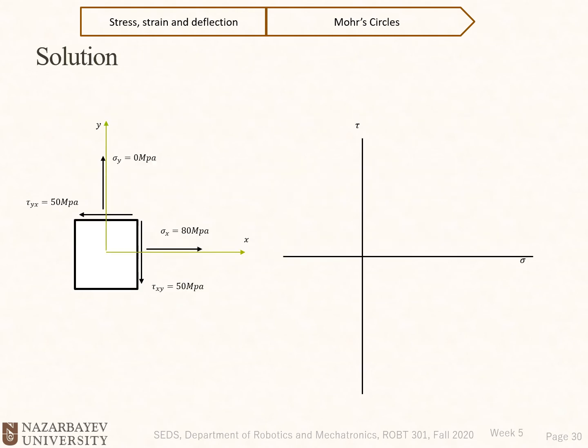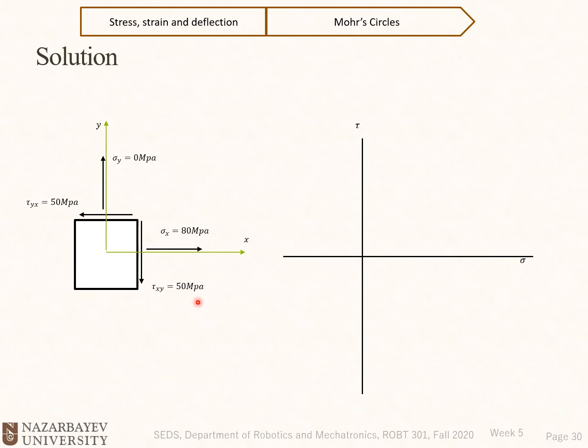Okay, so let's start the solution here. What we need to do first is draw our stress element. This is our stress element with the x and y coordinate system, Cartesian coordinate system. Based on the problem, we have sigma x equal to 80 megapascal and sigma y is equal to 0. And tau xy is clockwise, and is equal to 50 megapascal.